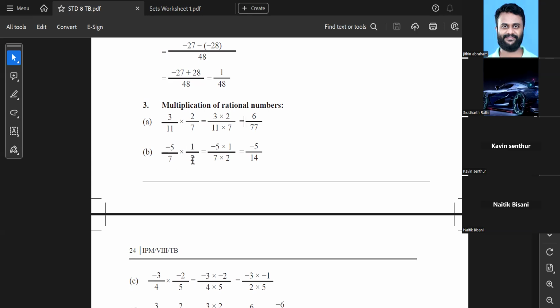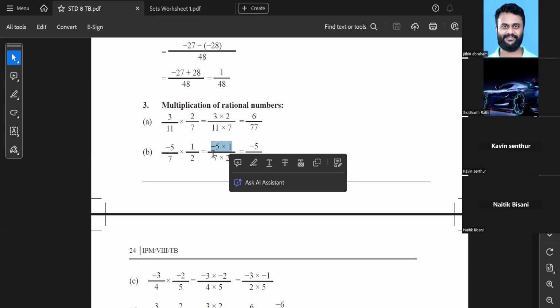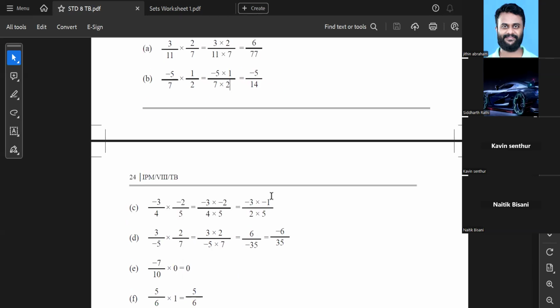Another example, minus 5 by 7 and 1 by 2. Minus 5 को 1 के साथ multiply करो and 7 को 2 के साथ multiply करो. You'll get the fraction as minus 5 upon 14. Another example is minus 3 by 4 and minus 2 by 5. You simply multiply minus 3 with minus 2 and 4 with 5. One advantage here is that when you divide minus 2 with 2, you get minus 1 in the numerator, and when you divide 4 with 2, you get 2 in the denominator. So your numerator becomes minus 3 multiplied by minus 1, which is plus 3, and the denominator becomes 2 multiplied by 5, which is plus 10. 3 by 10, and so on.